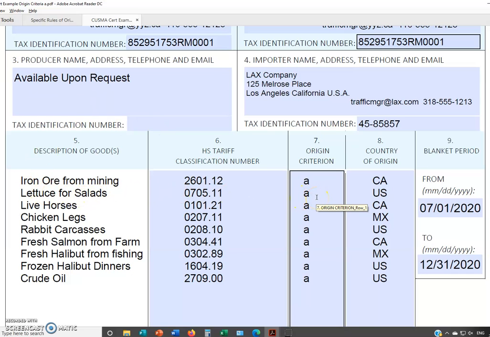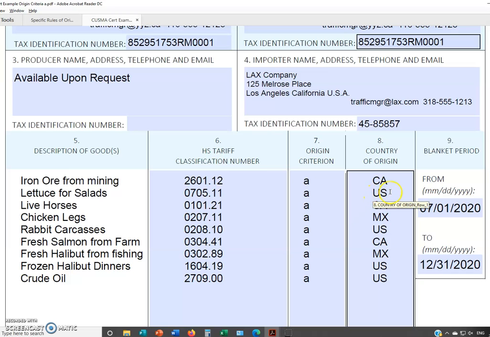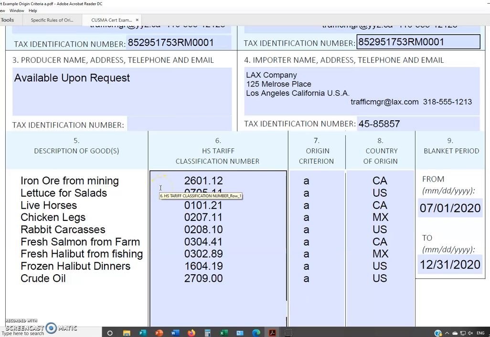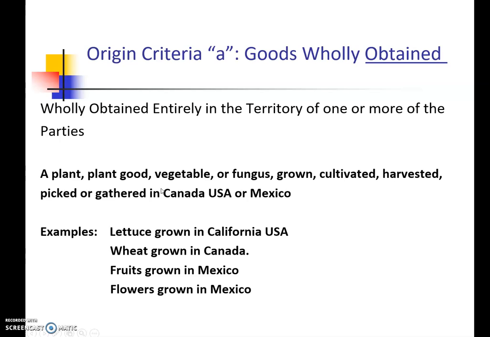And here we have the second item here, which is lettuce for salads. It's origin criteria A, and this particular example is country of origin US. This is just examples. I just want to show you that these are all items that would be considered naturally occurring, wholly obtained. Okay, let's go back.